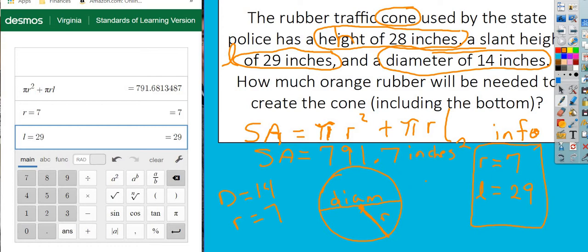And you should practice that. You should have your calculator up on your screen while you're watching these videos, and you should be practicing putting in each one. Okay?